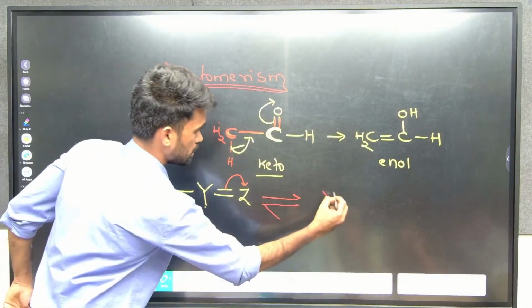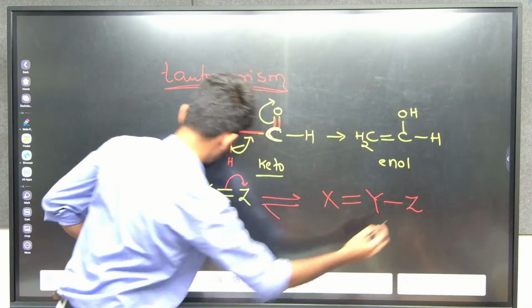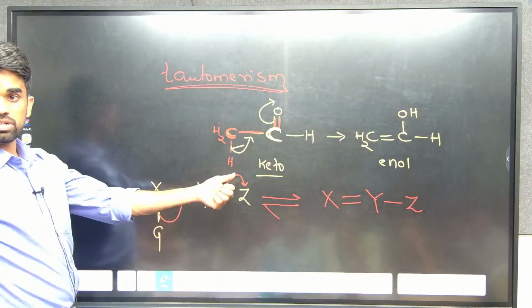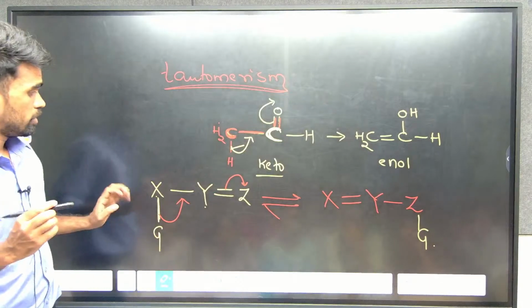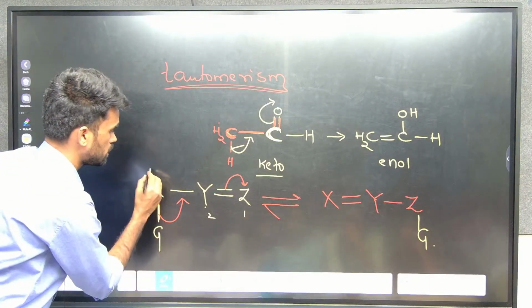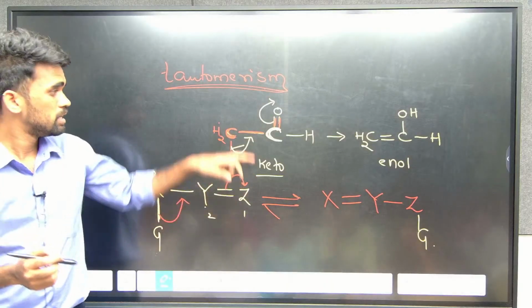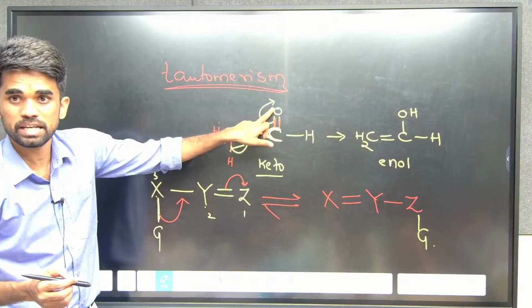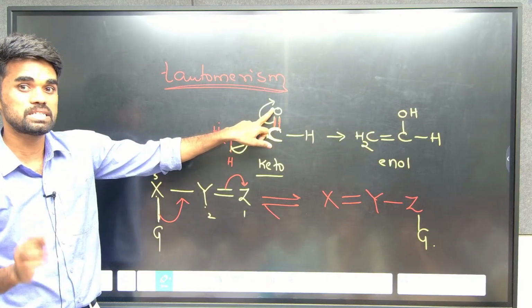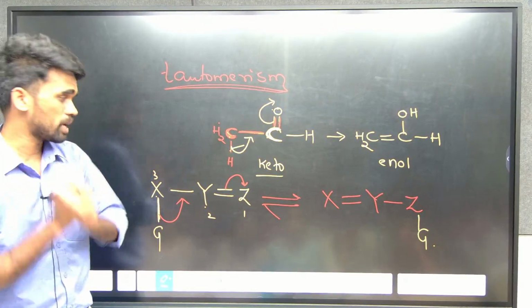So that you will get X double bond, Y, Z single bond. This bond goes with the Z like this. So you can see 1, 2, 3. So something like 1, 3 proton transfer is taking place. See, 1, 2, 3 if I say, from this position to this position proton is transferring now. So tautomerism means simply, how do you remember? 1, 3 proton transfer. Okay, right.